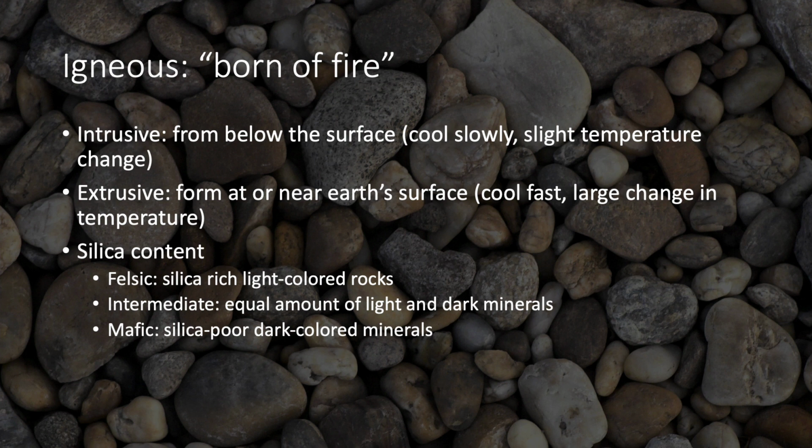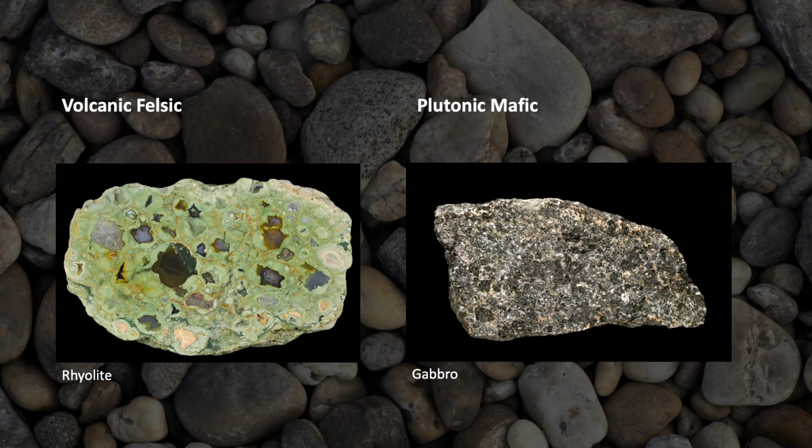As well as using texture, silica content is used to classify these rocks. Felsic means light-colored, intermediate is an equal amount of light and dark, and mafic is silica poor or dark-colored. Using this information of texture and silica content, igneous rocks can be classified. For example, volcanic felsic rocks are rhyolite, and plutonic mafic rocks are gabbro.